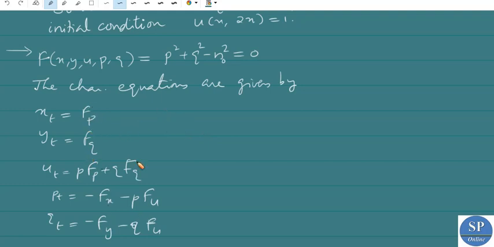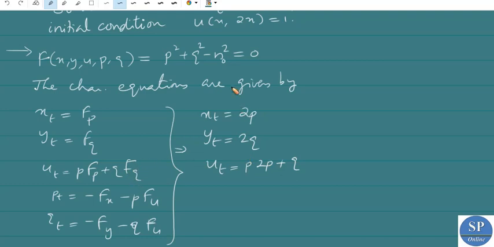So these are the characteristic equations. Replacing these values, on the right side we have x_t equal to f_p. f_p is the partial derivative with respect to p, that is 2p. y_t is equal to f_q, which is nothing but 2q. Then u_t is equal to p f_p plus q f_q, that is p into 2p plus q into 2q, so we have 2p square plus 2q square. Since p square plus q square is equal to n naught square, 2p square plus 2q square is equal to 2 n naught square. So we have u_t equal to 2 n naught square, right?